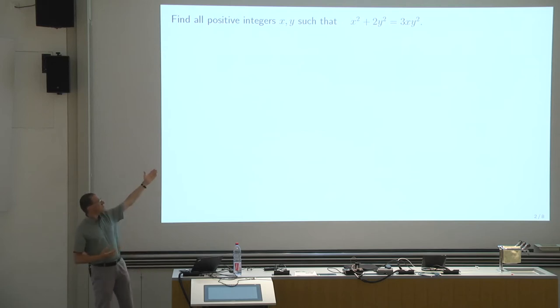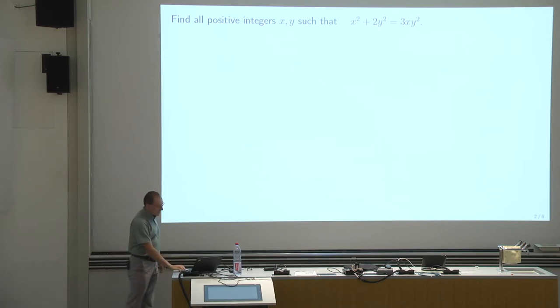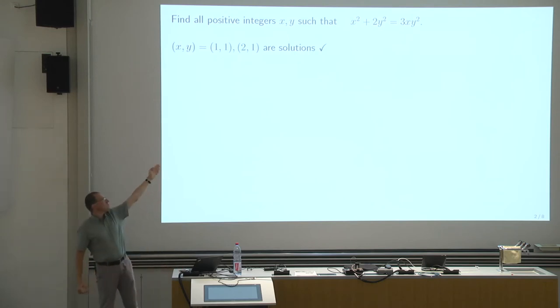1 and 1. If x is equal to 1 and y is equal to 1, the left-hand side is 3, the right-hand side is 3. Absolutely, this is one solution. Can you spot a second solution? Absolutely, x equals 2, y equals 1. When x is 2, you have 4 plus 2, 6, and then 3 times 2 times 1, again 6. So these are solutions. Are there other solutions? We only look at positive integers, so starting at 1.